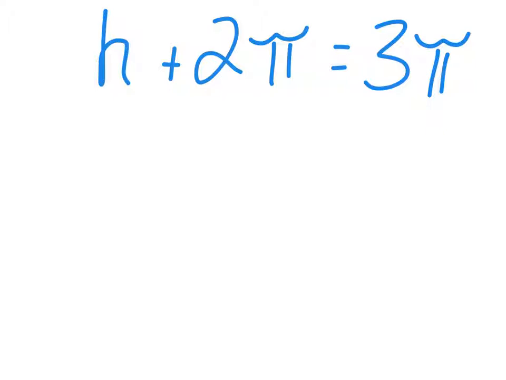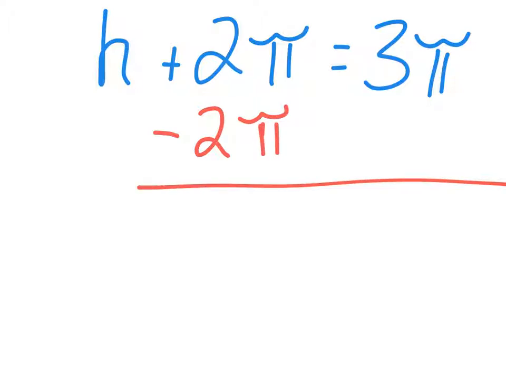All we're trying to do is get h all by itself. And in order to do that, we have to use the inverse operation. I see that I have an addition sign there, so that means I'm going to be subtracting, using the opposite of addition. So the opposite of plus 2 pi is going to be minus 2 pi. Okay? And whenever you do it to one side, you're going to hear me say this over and over, you have to do it to the other side. So you're going to subtract 2 pi.